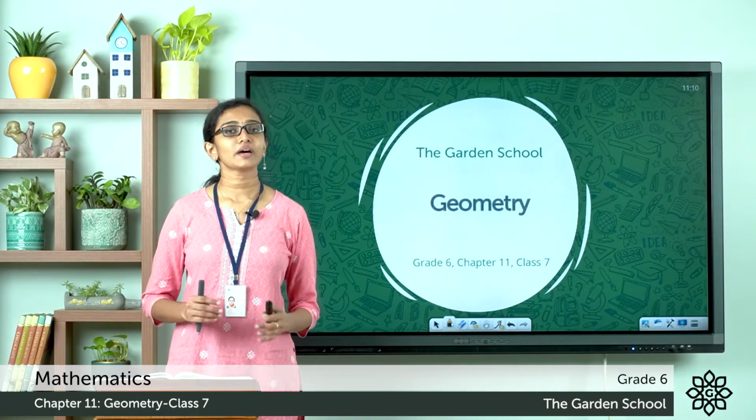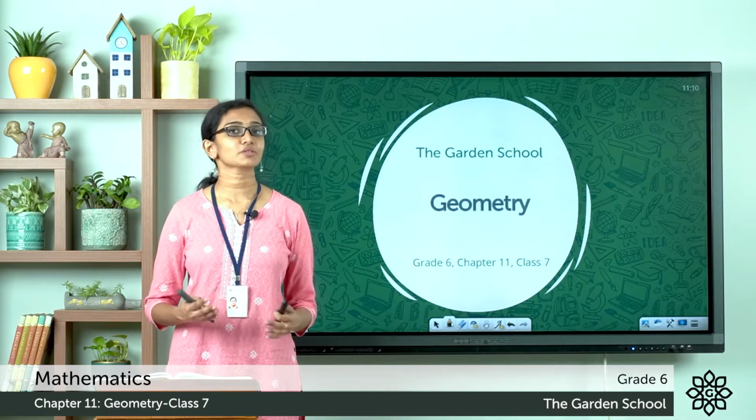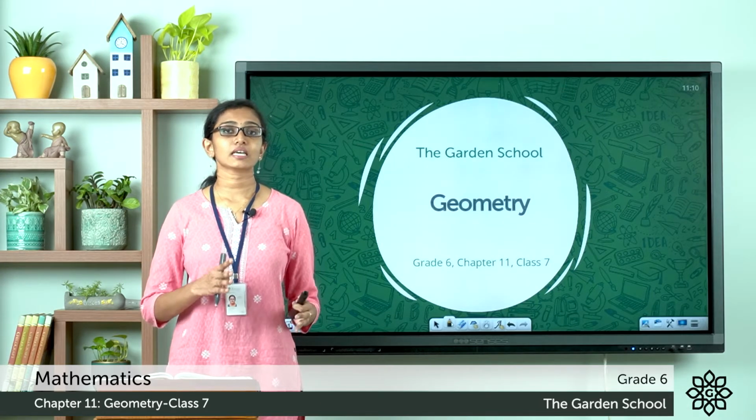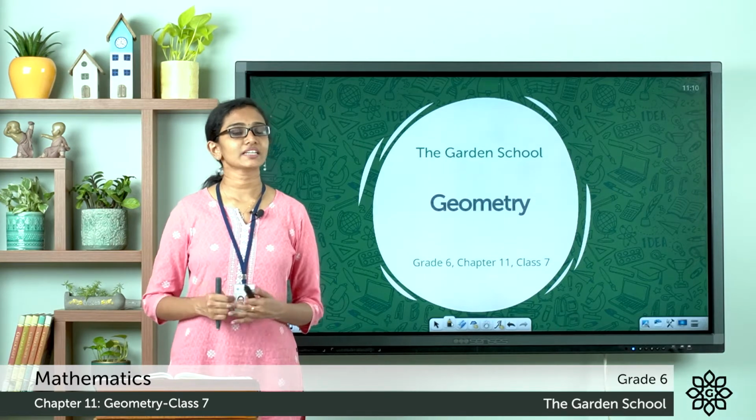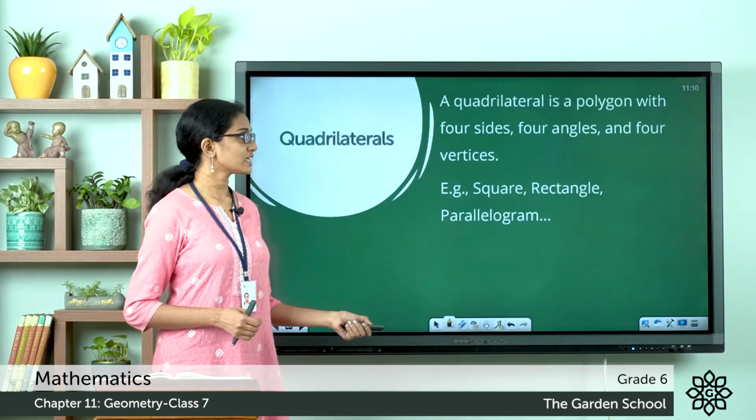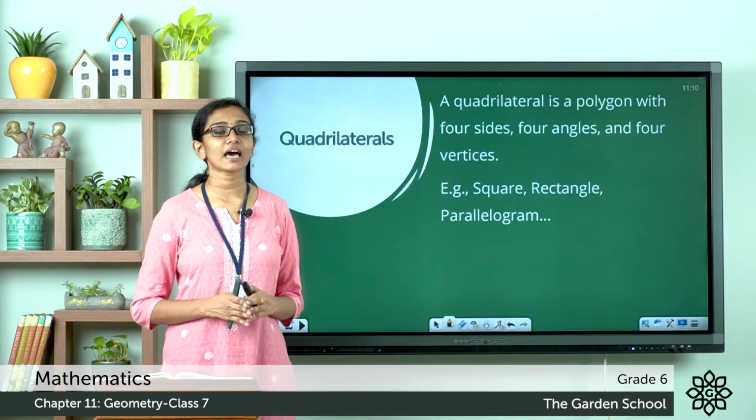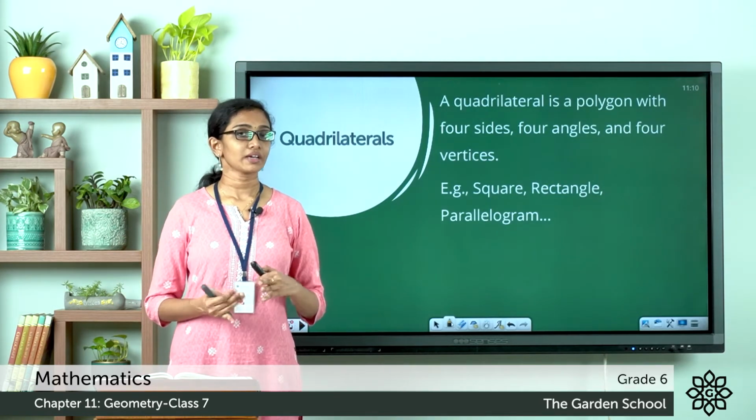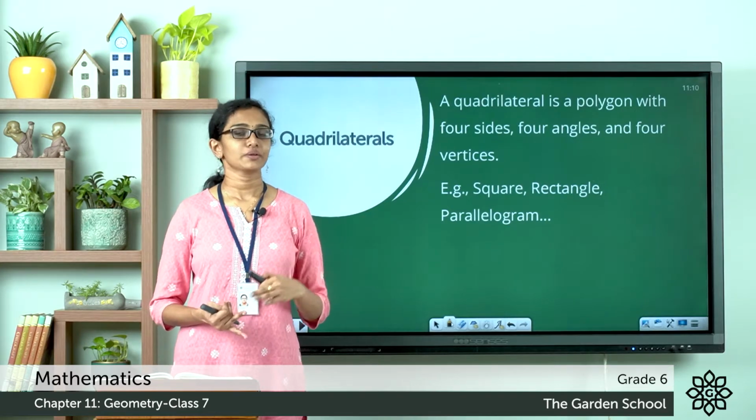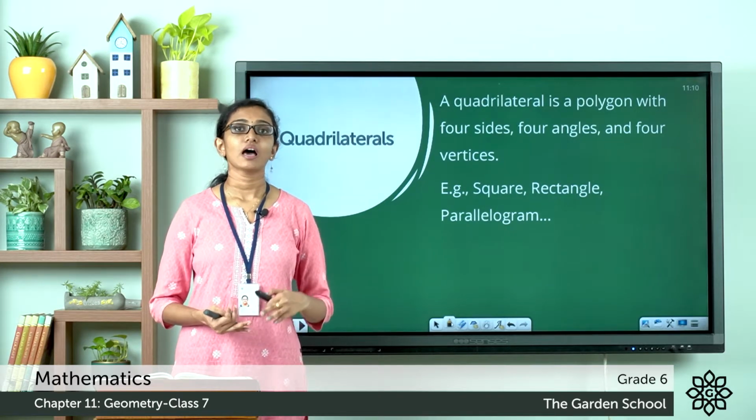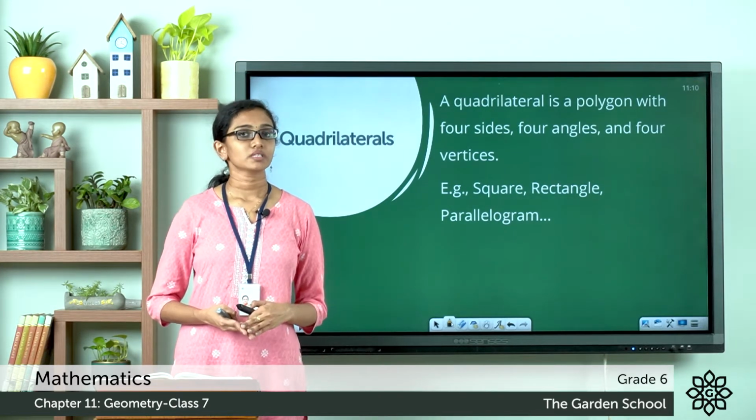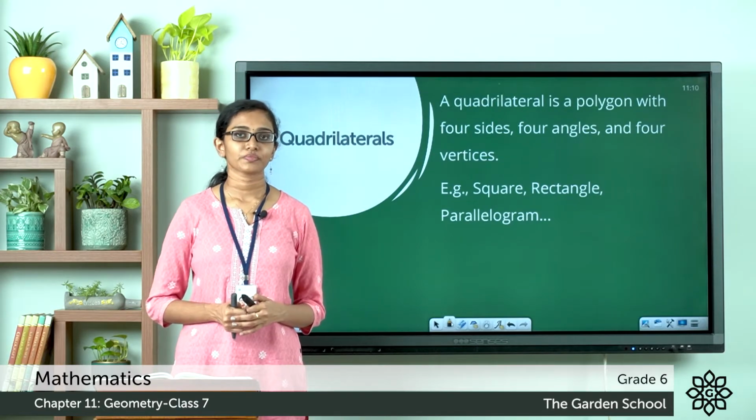Let's learn about quadrilaterals today. What is a quadrilateral? You can say it is a simple, closed, four-sided polygon. So a quadrilateral is a polygon with four sides, four angles and four vertices. A square is a quadrilateral, a rectangle is a quadrilateral, a parallelogram, a rhombus are quadrilaterals.